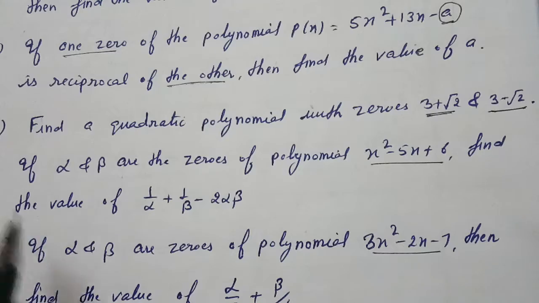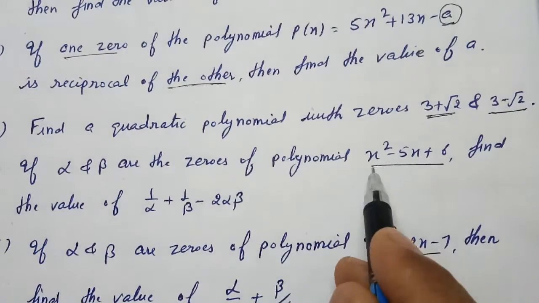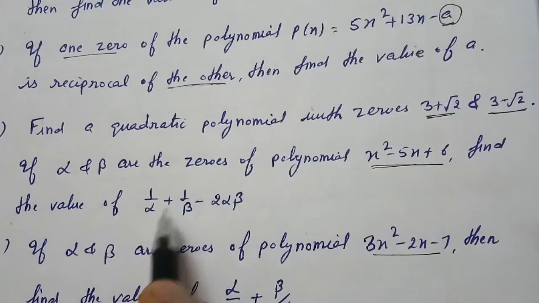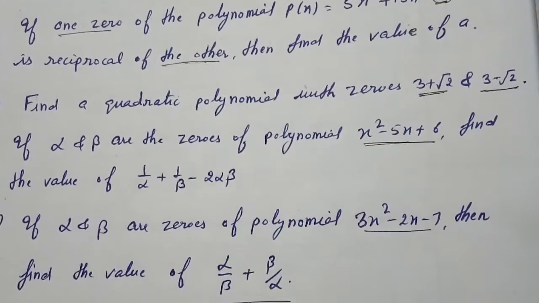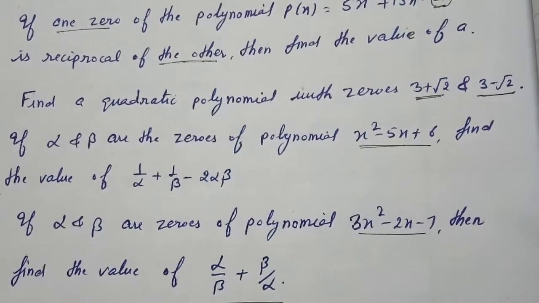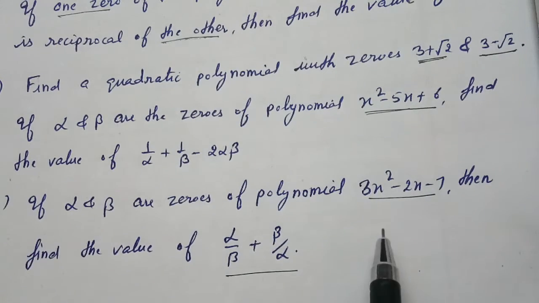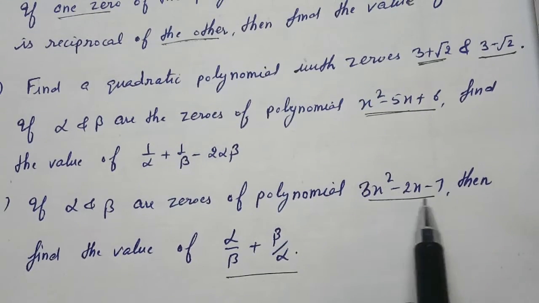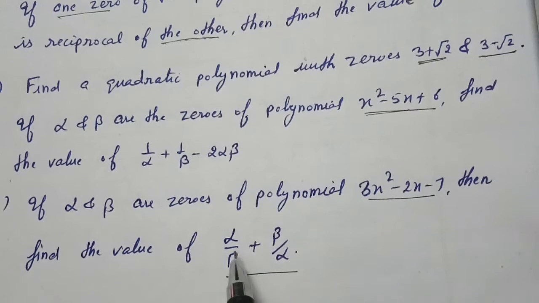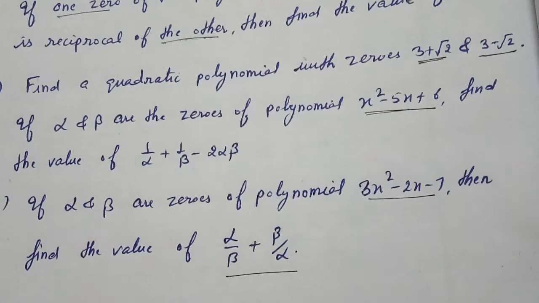The next question is, if alpha beta are the zeros of the polynomial, then find the value of 1 upon alpha plus 1 upon beta minus 2 alpha beta. Then last question is, if alpha beta are the zeros of polynomial 3x square minus 2x minus 7, then find the value of alpha upon beta plus beta upon alpha. So these are the 6 type of questions. Mostly these questions come in exam. So I'm going to solve these one by one.